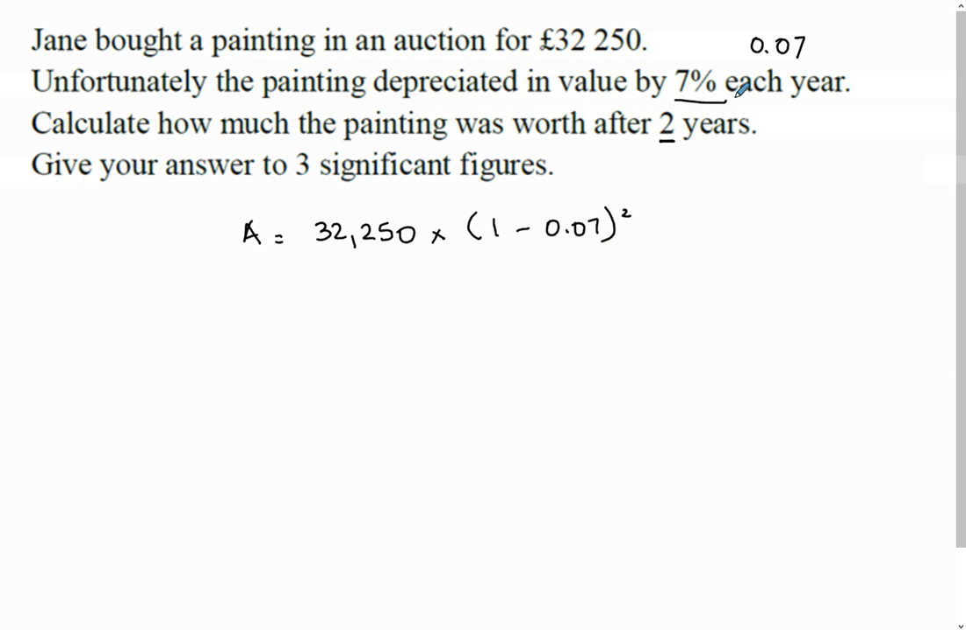As I said, with practice, after a while, what you're really doing is saying what's 100 minus 7, which is 93. So then you don't really have to write the 1 minus, you just write 0.93. Yeah, but only if that feels comfortable. Otherwise, just put that on your calculator and you get 27,893.03, and to three significant figures it would be 27,900.